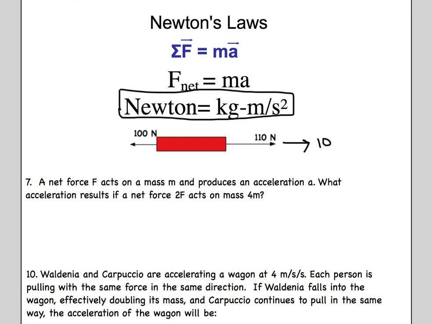Let's see how to apply Newton's law to a simple situation. In this case, we're going to look at problem number 7 here. A net force acts on a mass and produces an acceleration of A. What acceleration results if the net force 2F acts on a mass of 2m? In other words, this acceleration will be what compared to the previous one? Well, in the first case, the acceleration is equal to just F divided by m.